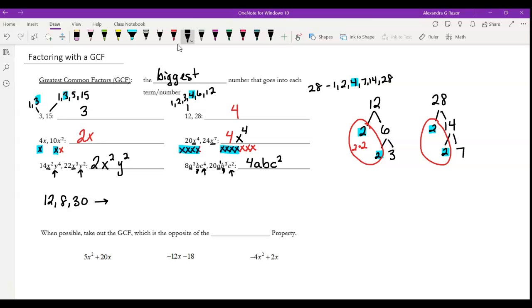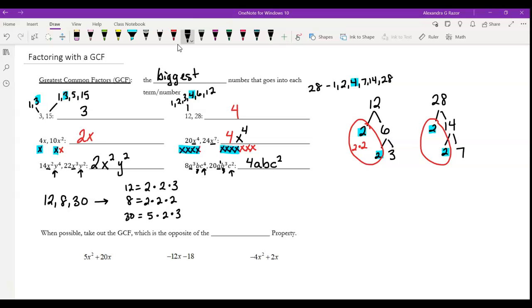So 12, I know I have a 2, 2, and 3. 8 is 2, 2, and 2. 30 is 2, 3, and 5. So this one, it might help. It's kind of up to you how you want to do it. But 12 is 2 times 2 times 3. 8 is 2 times 2 times 2. 30 is 5 times 6, but 6 can break down to 2 times 3.